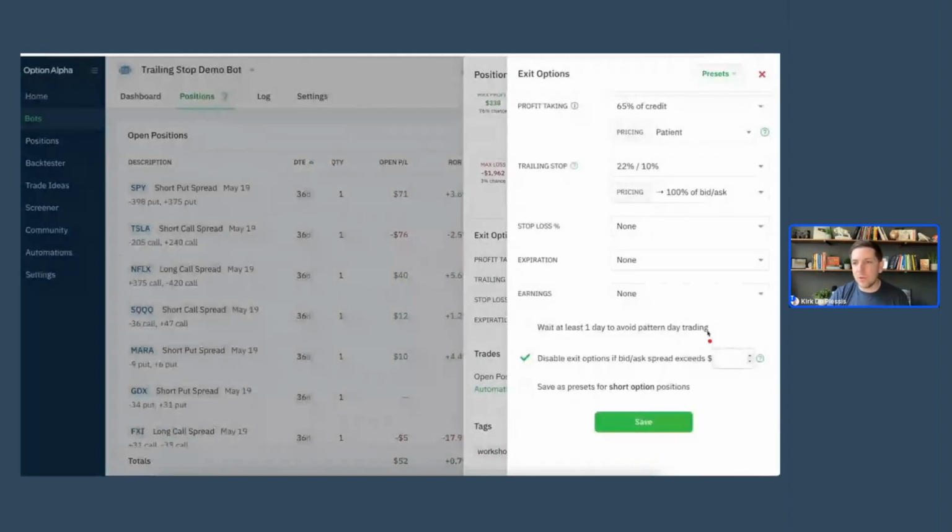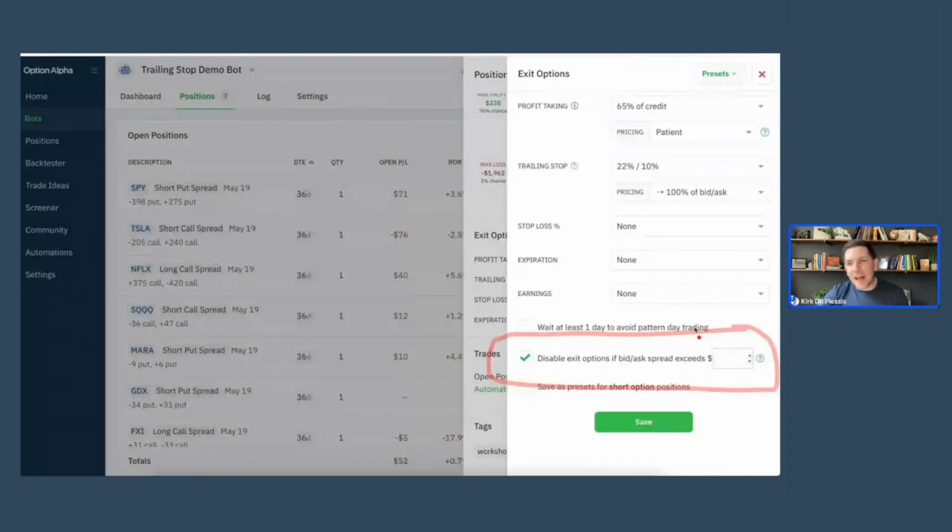Okay, it's this new little box here. The bid-ask spread guard is going to disable the exit options only temporarily, for any bid-ask spread that exceeds a certain amount. So if the spread gets wide, ignore it. If you get a temporarily wide spread during the day, don't track it.